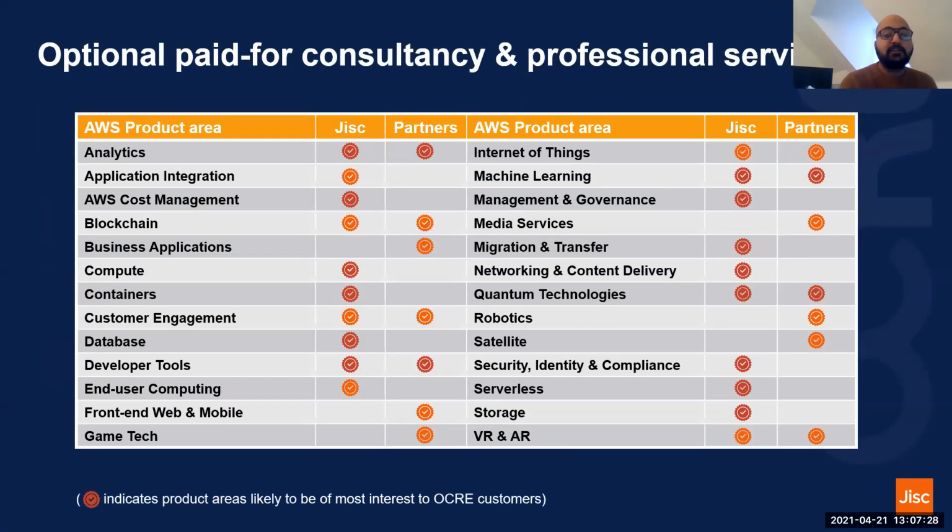So Jisc has a broad range of activities across connectivity, cyber, cloud, and data analytics. We therefore are well placed to offer consultancy and professional services across all the AWS product areas, and we are also happy to partner with the relevant teams to deliver these as consultancy or professional services engagements.